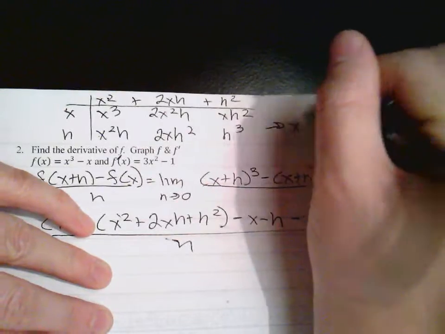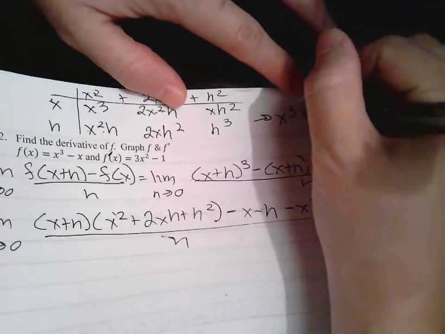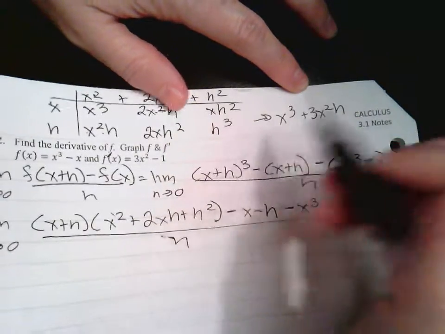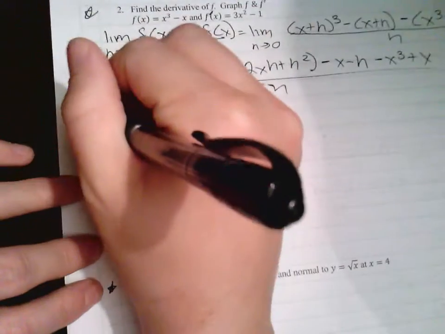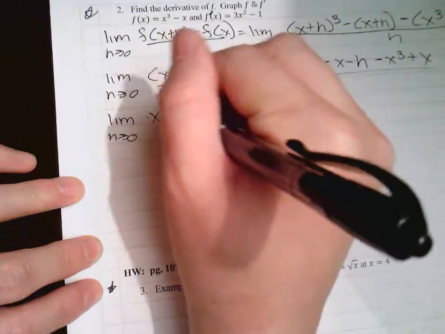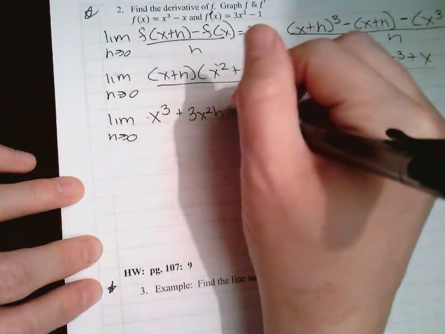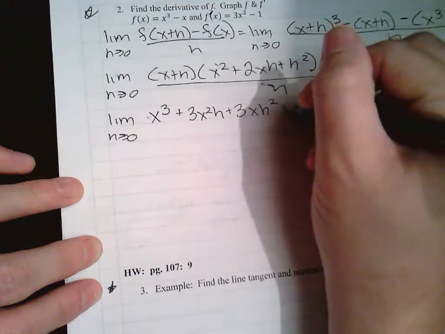Your like terms are usually right here. X squared h plus 2x squared h is 3x squared h. 2xh squared plus xh squared is plus 3xh squared plus h cubed. Okay, and you'll be able to read it better right down here because I'm going to write it again. So you're going to have the limit as h approaches 0 of x cubed plus 3x squared h plus 3xh squared plus h cubed. Okay, that's this part right here.